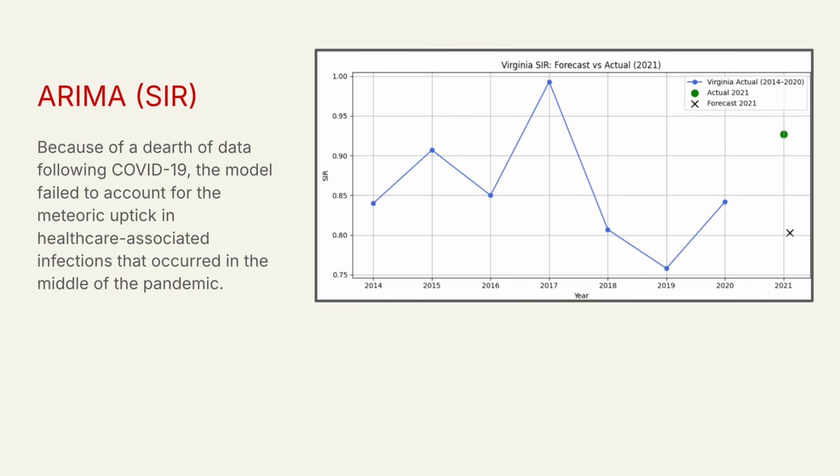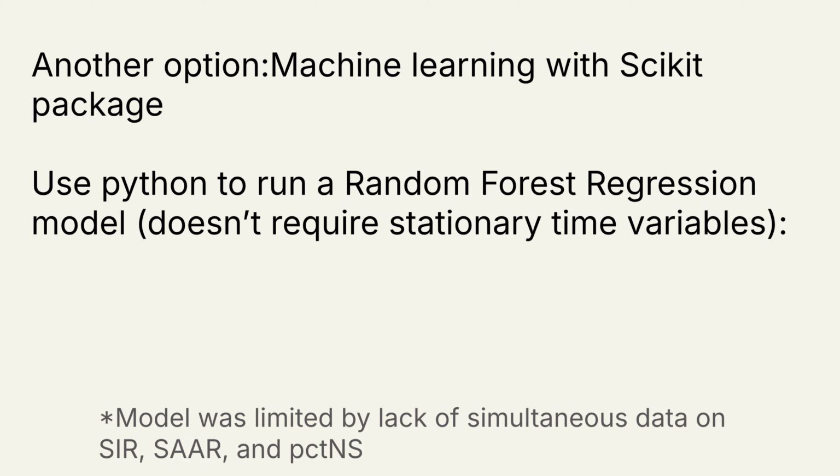The limitations of the ARIMA model show when we show the Virginia SIR forecasted versus the actual value in 2021. ARIMA relies on precedent, so it takes into account the previous values and trends, and we know that 2020 was a crazy year that was not precedented, so ARIMA failed to predict correctly for 2021. So we'll have to look at other machine learning models.